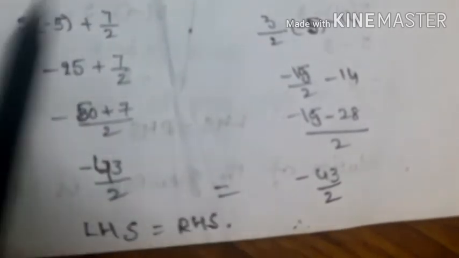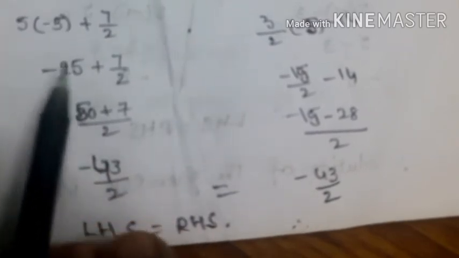So 5 into minus 5 plus 7 by 2. What is the value of x? Minus 5. So minus 5 I kept it here. So 5 5s are 25. Already minus 25 plus 7 by 2. It is a whole part, this is fraction part. So we know how to add or subtract. Okay, so we should take it by 1.